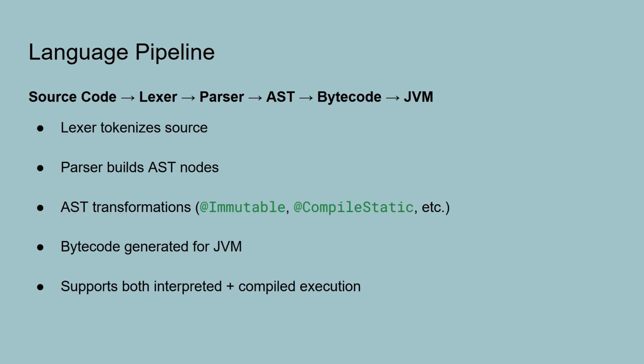Groovy's language pipeline looks a lot like other languages we studied. Source code goes through a lexer, then a parser that builds an AST. Groovy is special because it supports AST transformations like Immutable or CompileStatic, which actually modify the tree before compilation. Then Groovy generates JVM bytecode. It can run interpreted scripts or fully compiled classes depending on how you use it. This dual nature makes it very flexible.